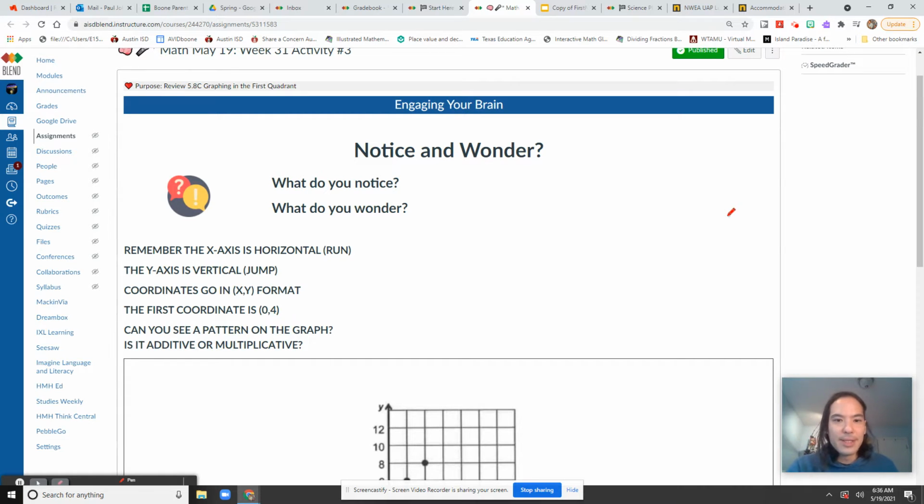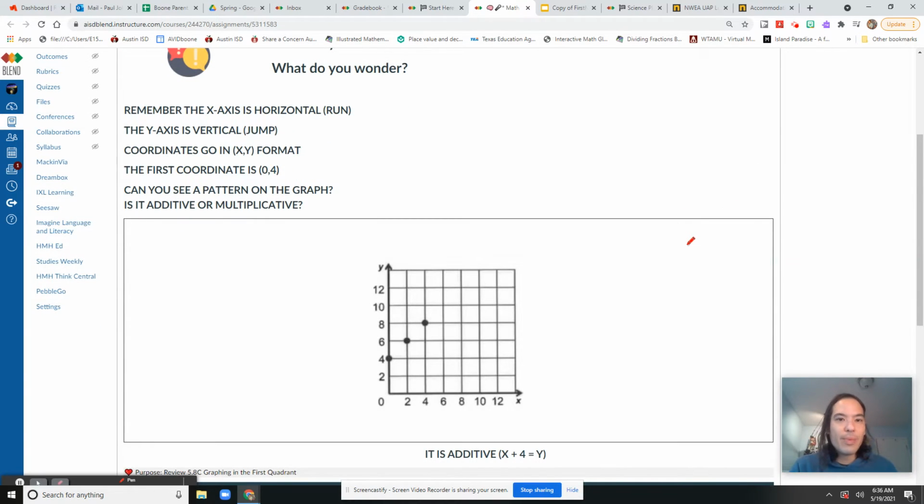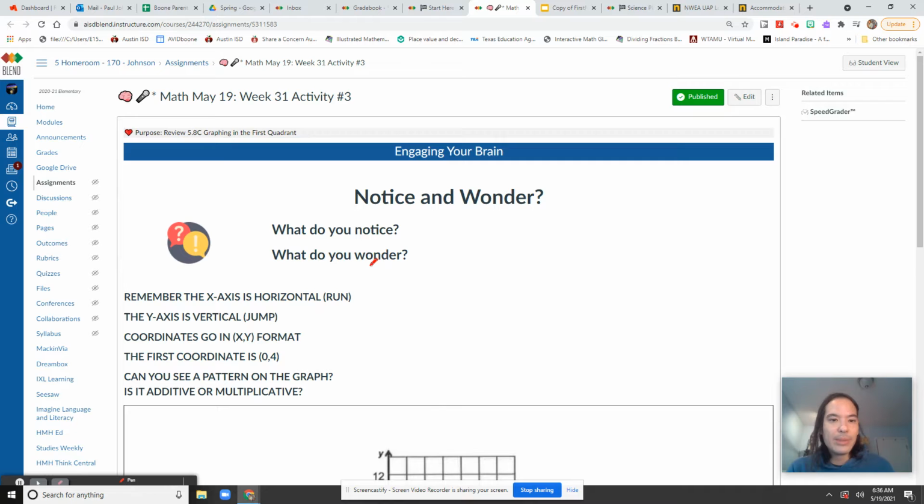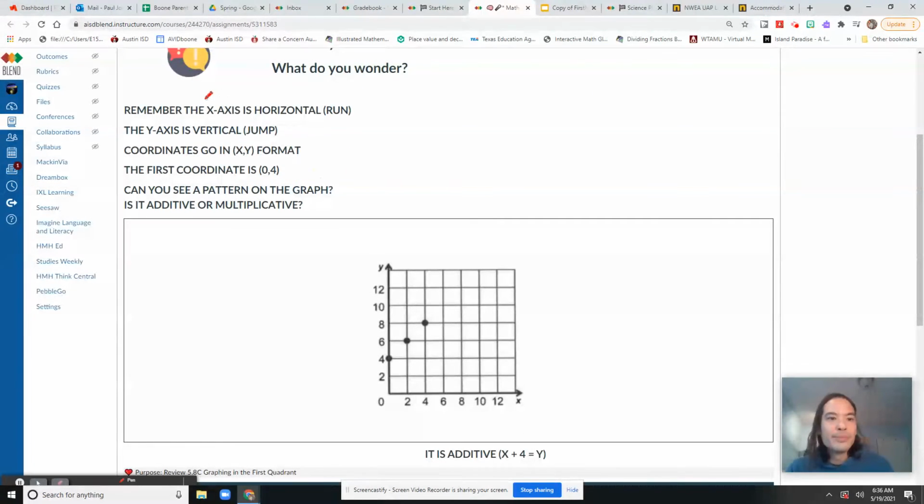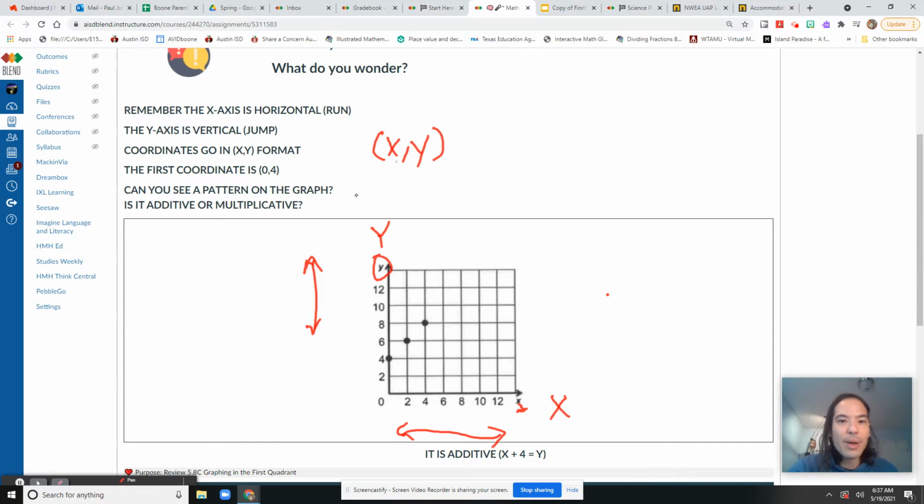All right, so let's go ahead and take a look at this. We have a graph over here. Notice and wonder. What do we notice? What do we wonder? So remember, the x-axis is our horizontal axis. It's labeled right there. It's our x. And then our y-axis is labeled over here. It's our vertical axis. So remember, y goes up and down. X goes from side to side. All right. And then coordinates go in XY format. Remember, your first number is what you're running on your x-axis, and your second number is what you're jumping on your y-axis.